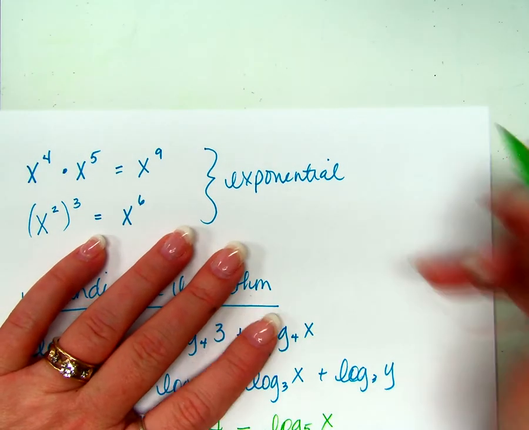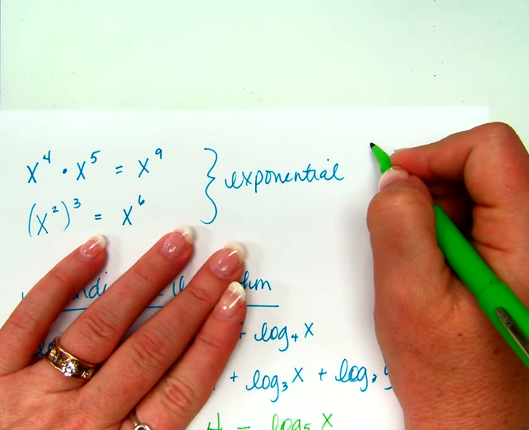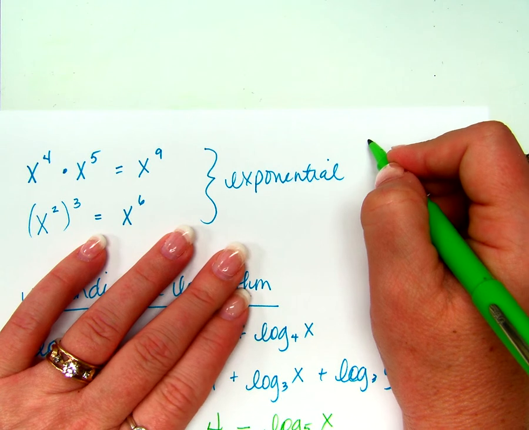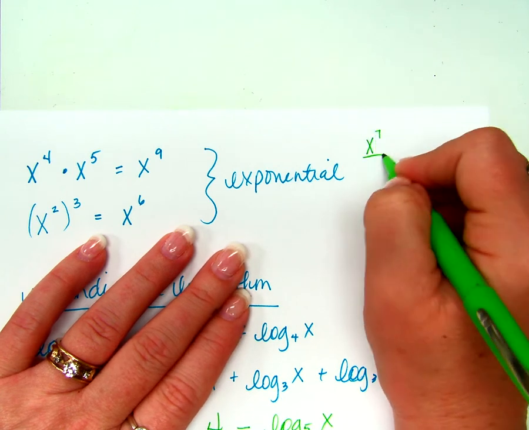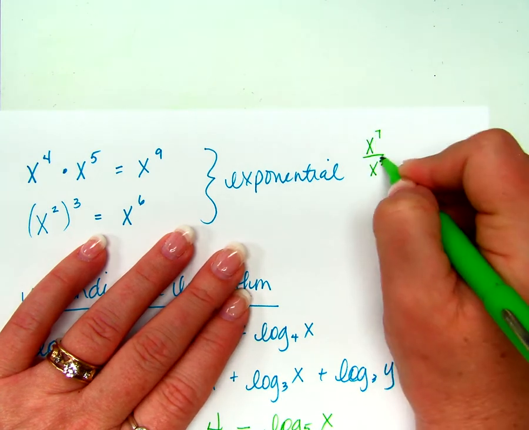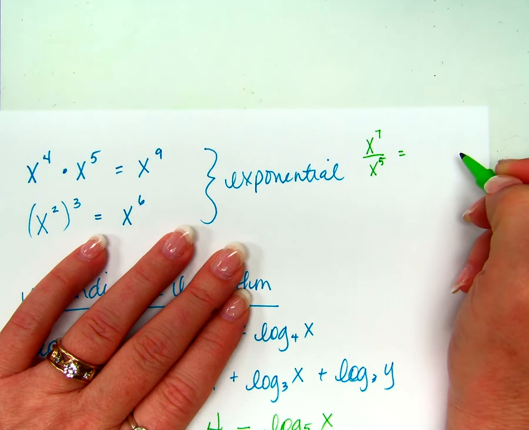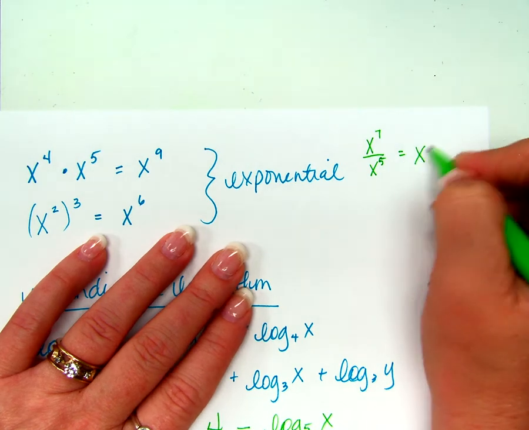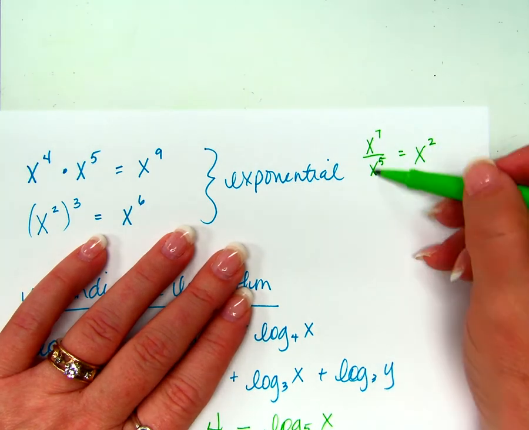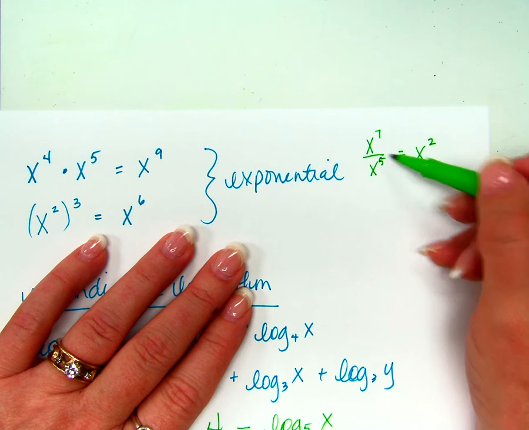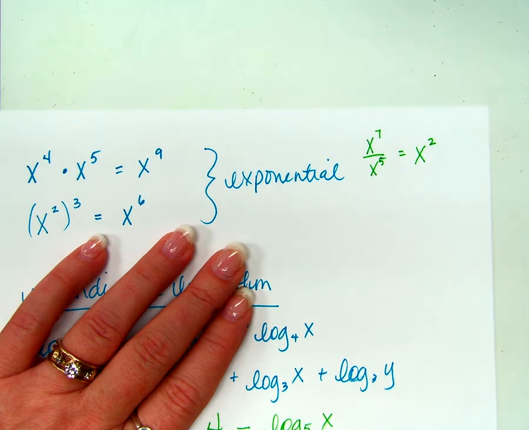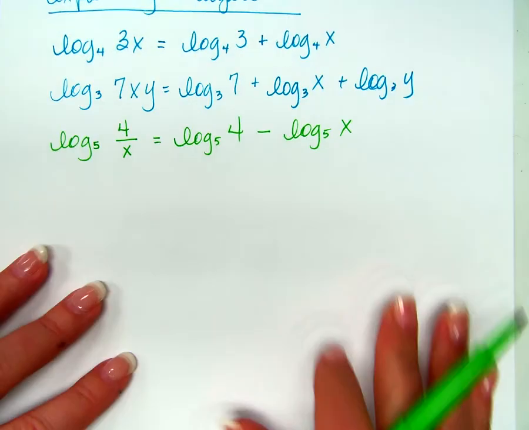What exponential rule would match up with that? Like x to the 7th over x to the 5th? What would I get as an answer? X to the second. Because when I'm dividing like bases, I subtract the exponents. Does that make sense? Okay.